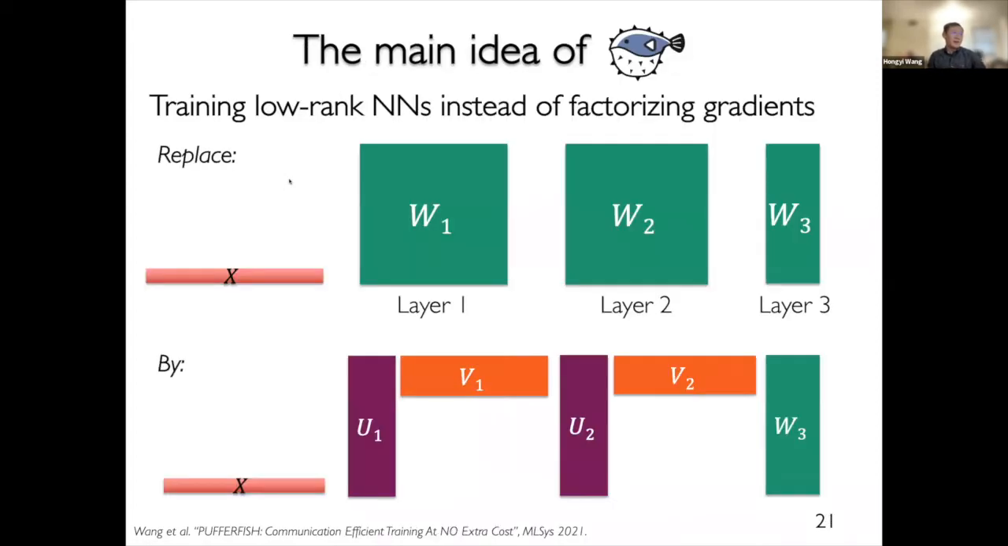So in this concrete example, we want to ask, what if we just incorporate the compression into the training itself? Instead of factorizing the gradient of, say, a 3-layer neural network example, we can just factorize the model weights explicitly instead of the gradients. So basically, we just train the low rank network instead of factorizing their gradient. And since the network size is reduced, the gradient also becomes smaller.